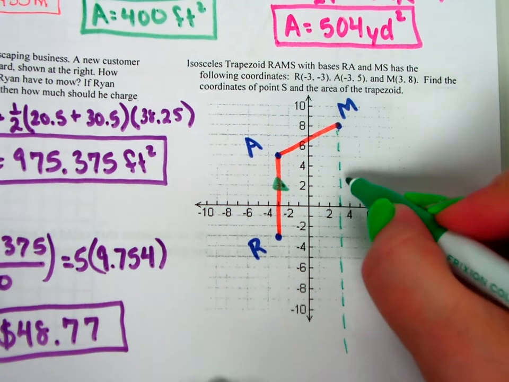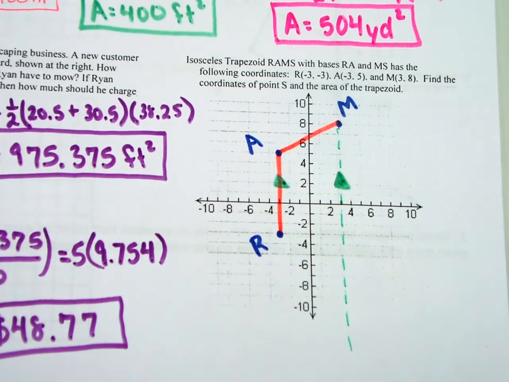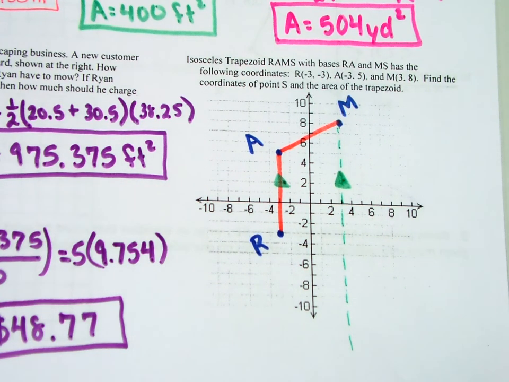Okay? I know it has to be somewhere along that vertical line so that the two sides are parallel. The two bases, RA and MS, are bases. Okay? So now I just need to figure out how to know where that needs to be. Any ideas?